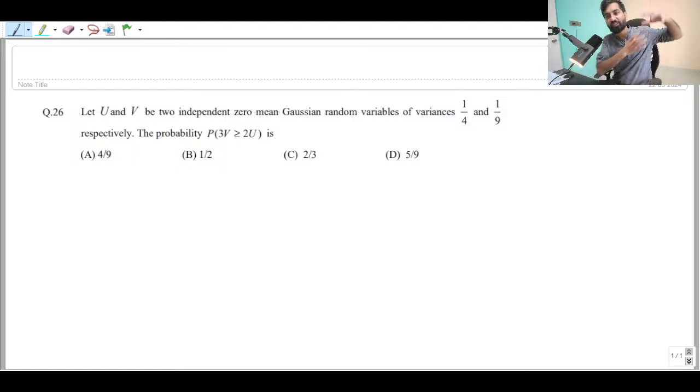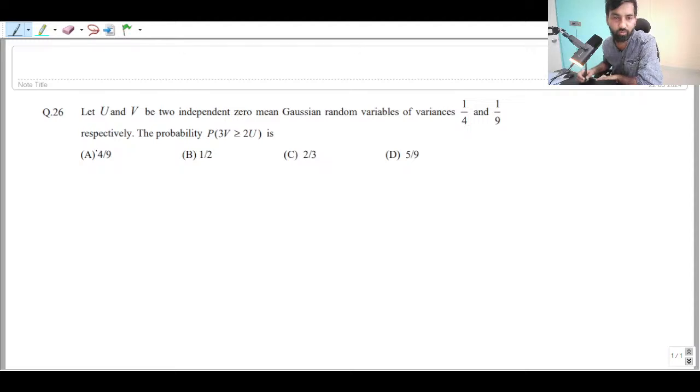We have to convert any normal random variable to standard normal, and then we can refer to the standard normal table. There is a table which is only meant for the standard normal, not for any normal random variable. Please remember that.